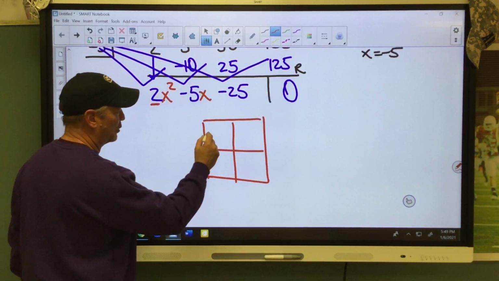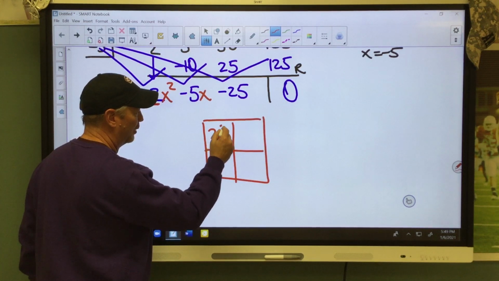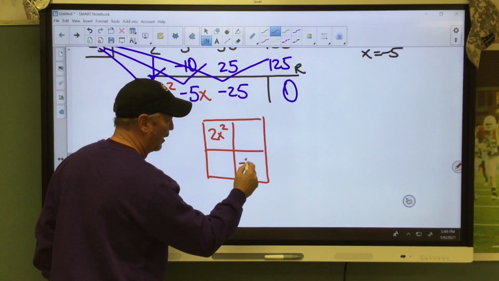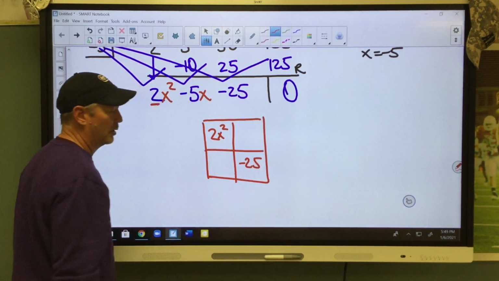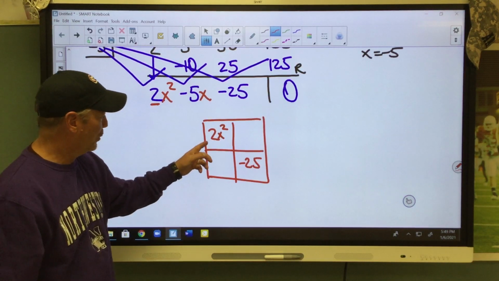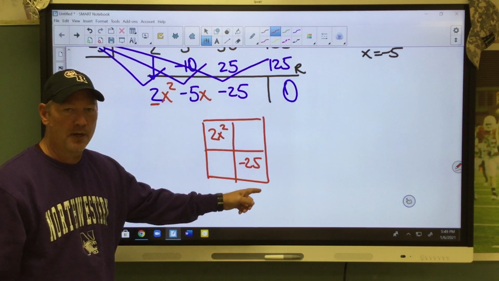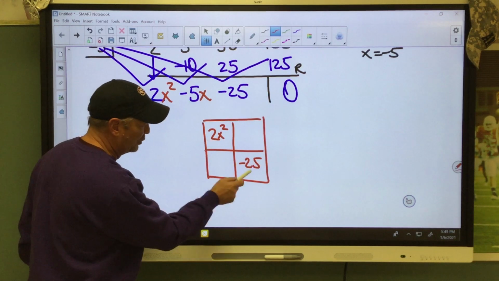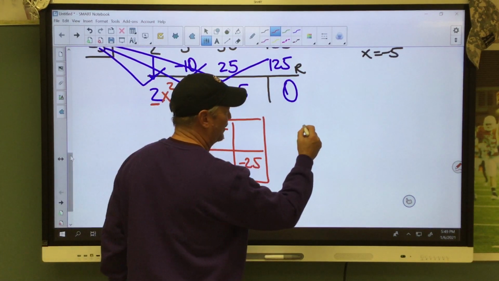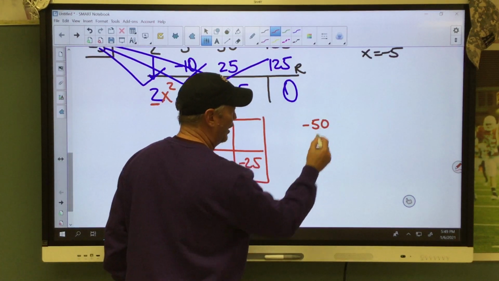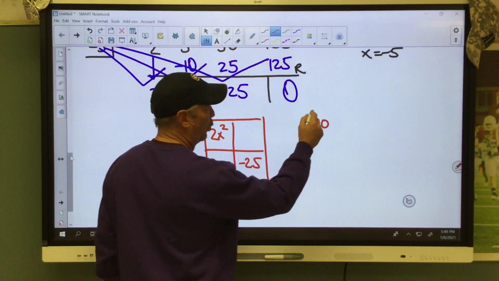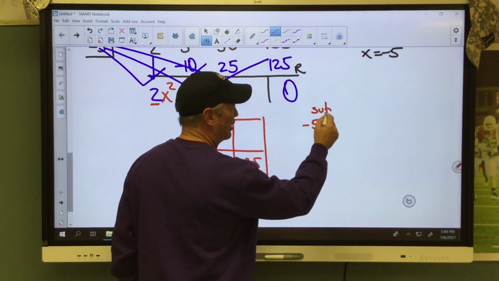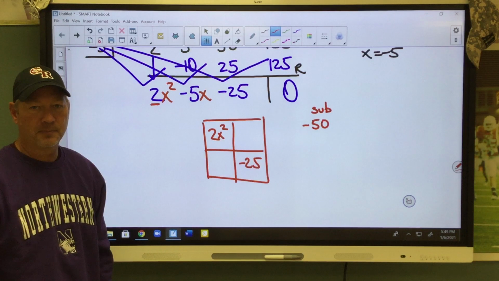We're going to put the 2x squared in this corner. We're going to put the negative 25 in this corner. We're going to multiply 2 times negative 25. Multiply these two numbers and you get negative 50. Because it's negative, we are going to subtract to find our combination.